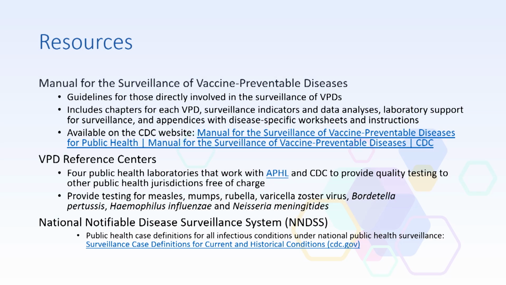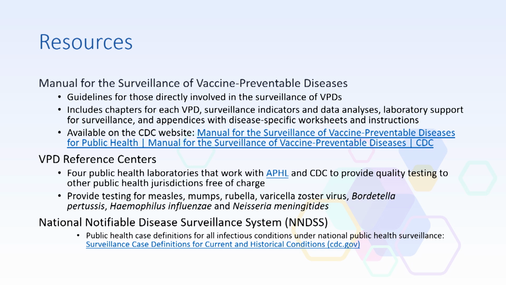I want to provide a reminder of a few surveillance-related resources that are available. First, the Manual for Surveillance of Vaccine-Preventable Diseases, which includes chapters that provide a quick reference for information that would support public health surveillance for VPDs. It's available at the CDC website at the link shown here on the slide.